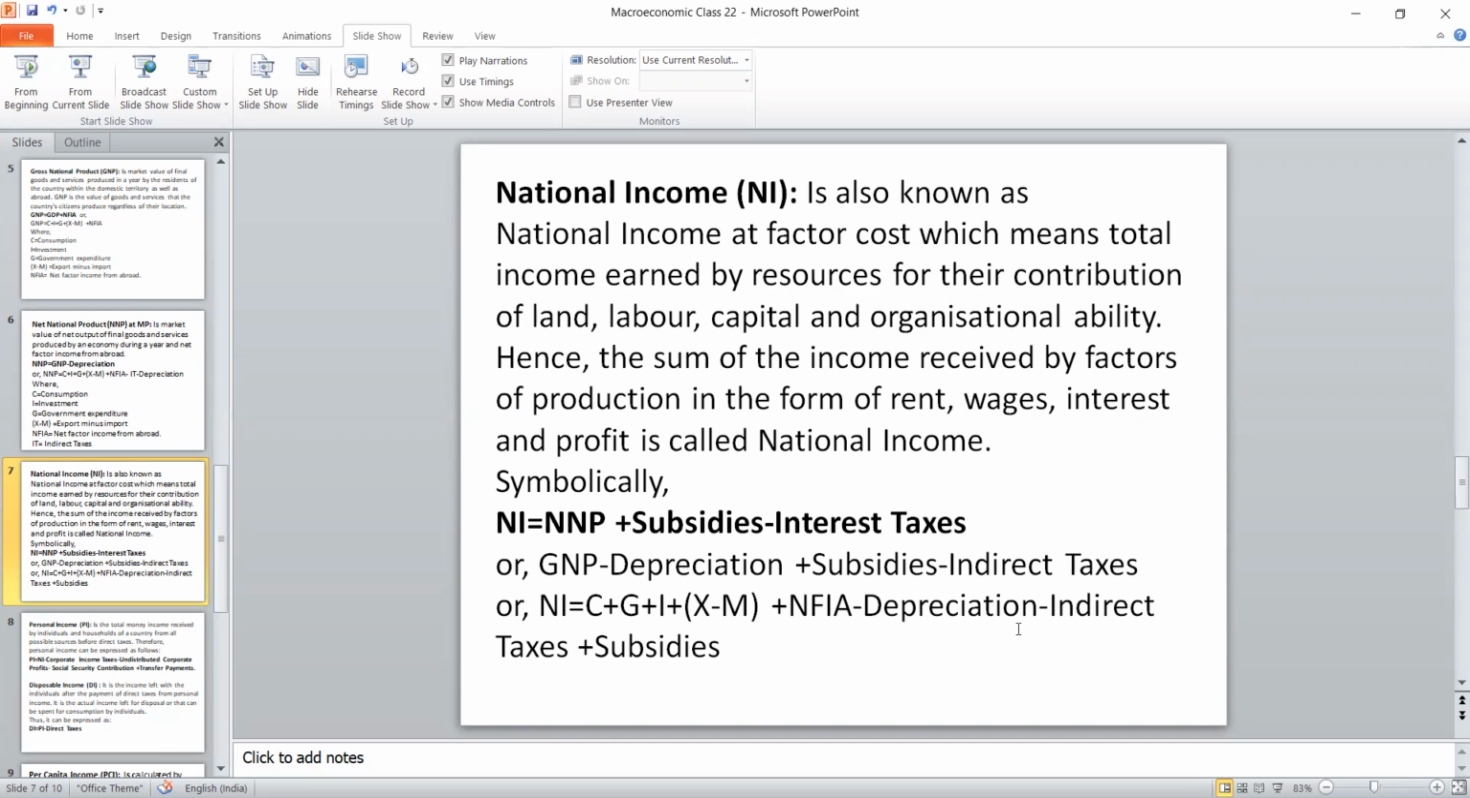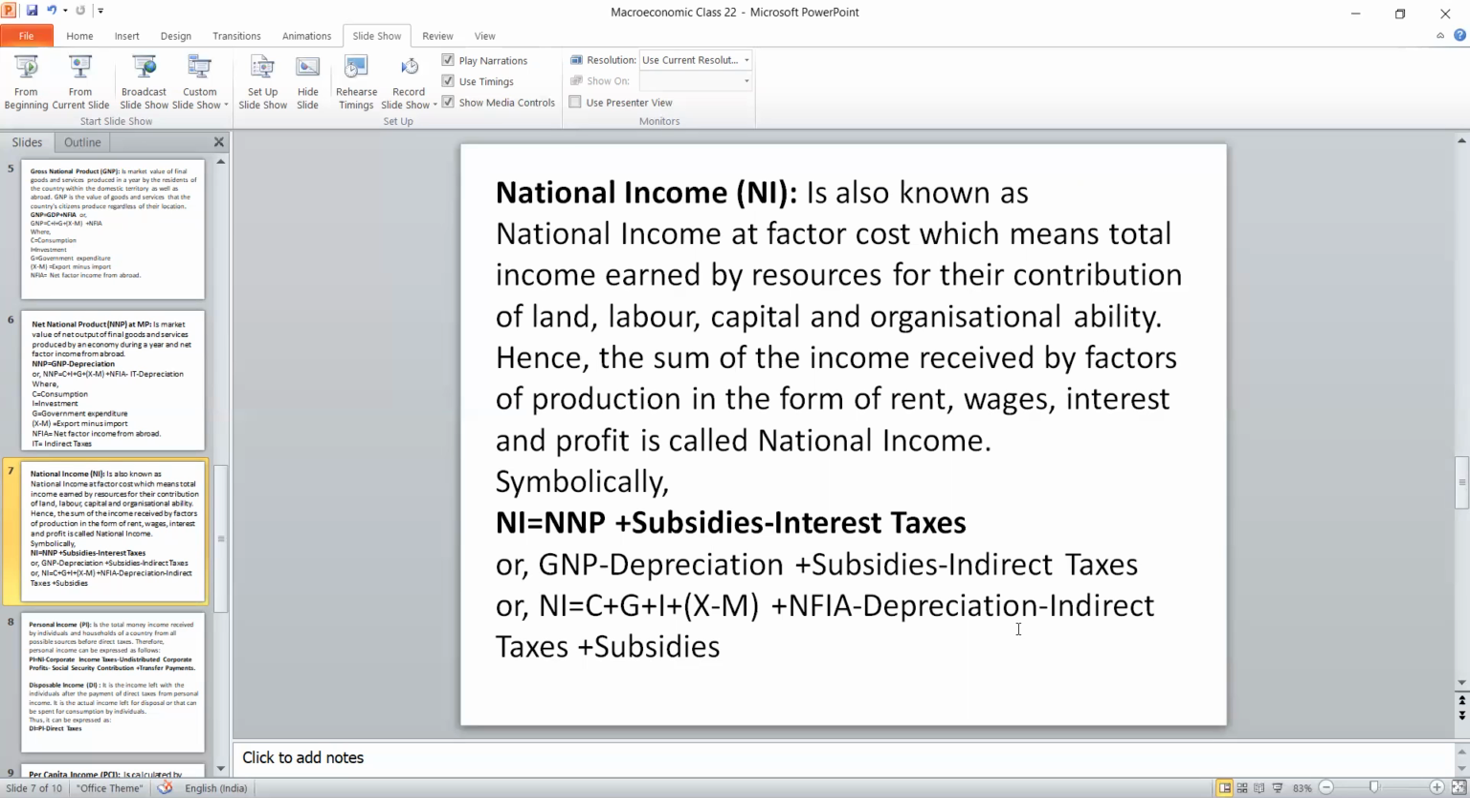interest and taxes. So first we have to calculate GDP and then GNP and then NNP. From NNP only, if we add the subsidies and subtract the taxes, we can get the national income at factor cost.